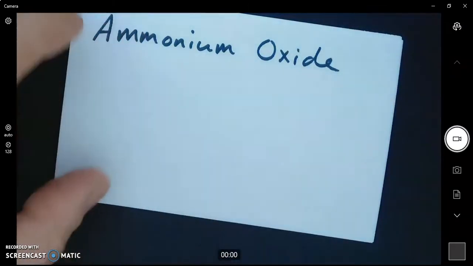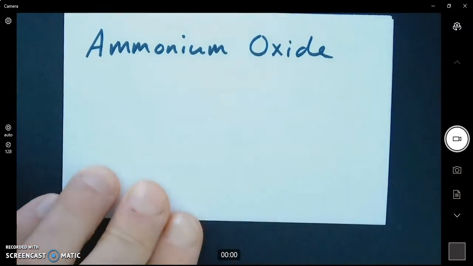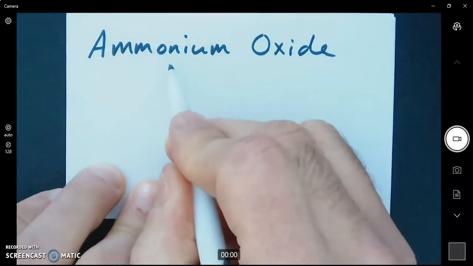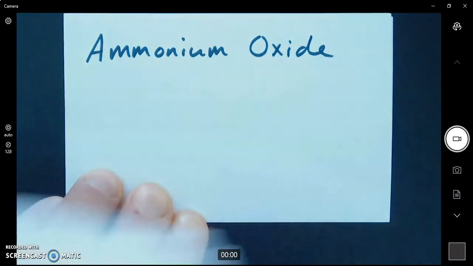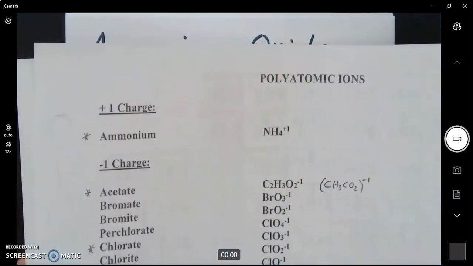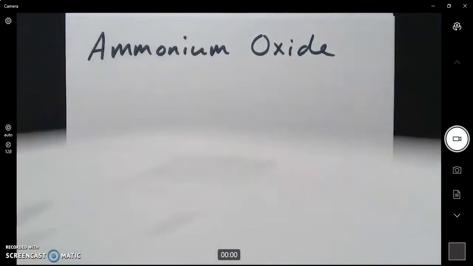All right, let's take a look at another one. Aluminum, ammonium oxide. Okay, ammonium. What did I tell you about ammonium? This is the one you're going to scour the periodic table for, and it, my friends, is right there at the top of your polyatomic ion sheet, NH4 with a +1 charge.